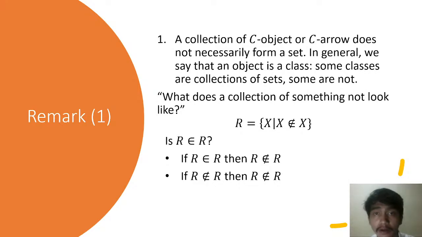Remark: a collection of C objects or C arrows does not necessarily form a set. In general, we say that an object is a class. Some classes are a collection of sets, some are not. What does a collection that is not a set look like? R is the collection of X where X is not in X. Is R a member of R? If R in R, then R is not in R. If R not in R, then R is in R.